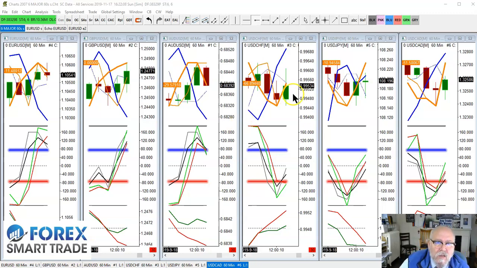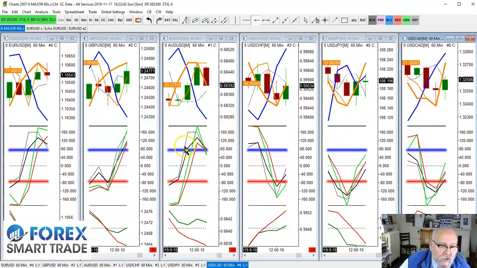Here we've got what I call our composite chart. That's got 6 charts on it: Euro dollar, pound dollar, Australian US dollar, dollar Swiss franc, dollar yen, dollar Canadian dollar, and they're all on a 60-minute time frame. I prefer to use this chart because it allows us to take a look at 6 different currency pairs real quick and see if we have the signal for the thick orange line trade.